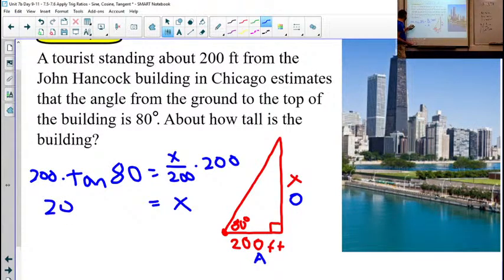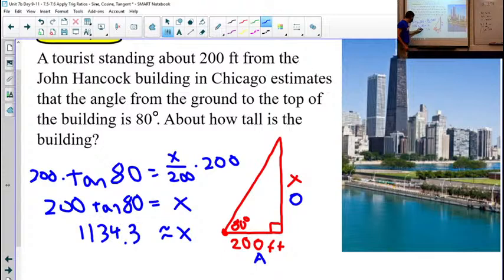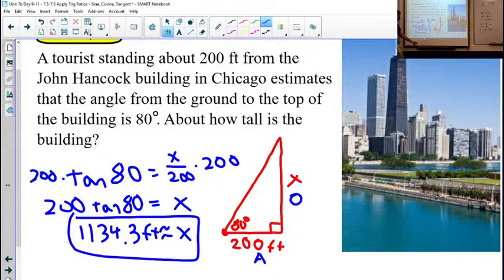What is it? It's 200 tangent of 80. And 200 tangent of 80, if you put it in the calculator, I'm going to go to the nearest tenth, like I have been doing for all my side lengths. That's 1134.25, so 1134.3 feet. Don't forget the labels on your answers.